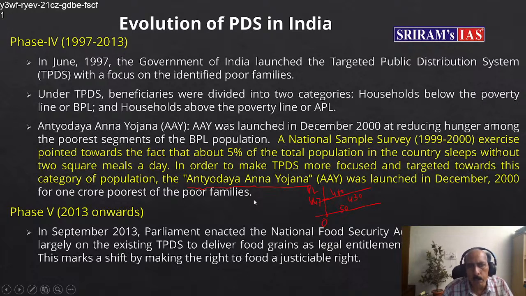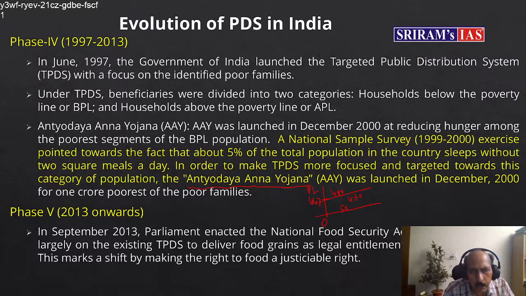we run the PDS system that is called TPDS, where the subsidized food grains was available only to the targeted families, which were to be identified by the state government by adopting the well-established criteria. And thereafter, these beneficiaries will be covered under PDS system as the case described here.